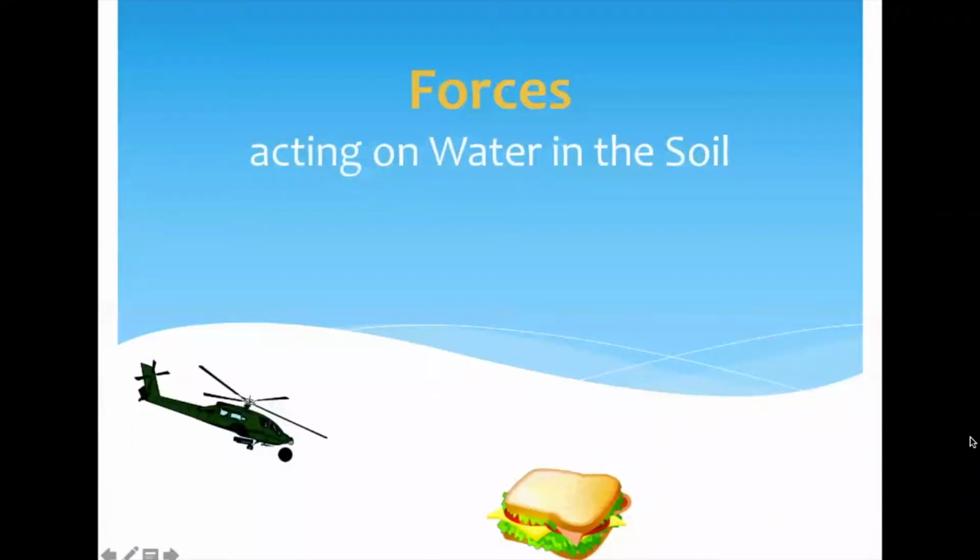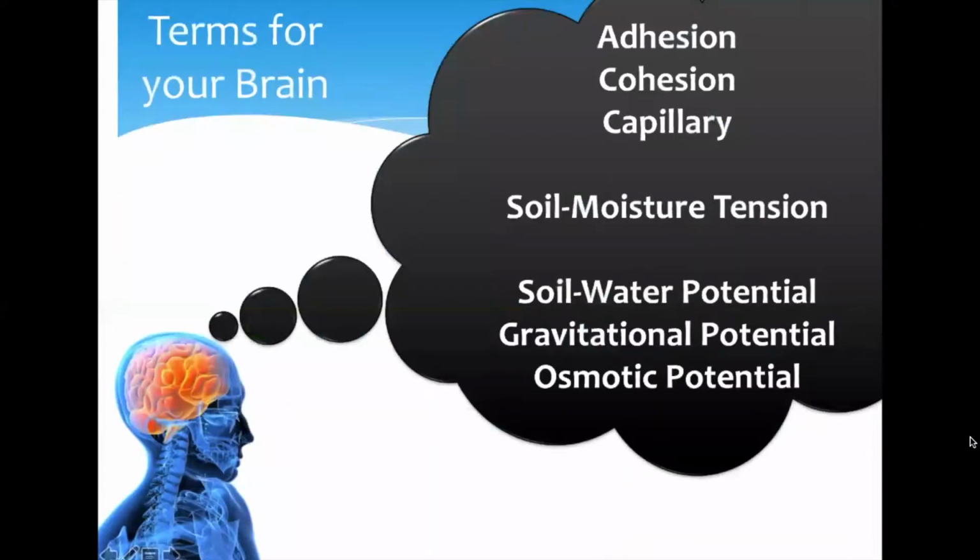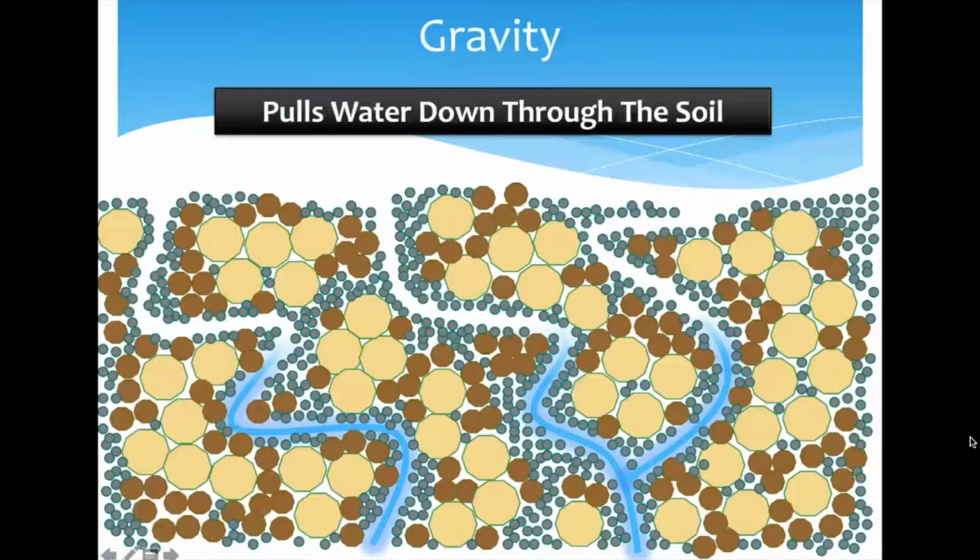So now we ask ourselves, what are the forces acting on water in the soil? These forces are adhesion, cohesion, capillary action, soil moisture tension, soil water potential, gravitational potential, and osmotic potential. You guys know what gravity is, right? Gravity pulls water down through the soil. But what happens after this?